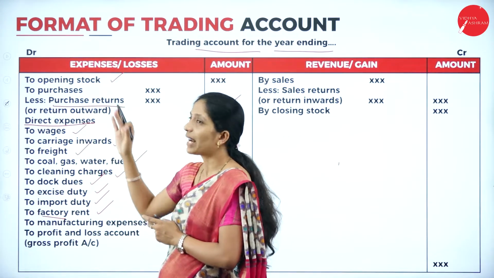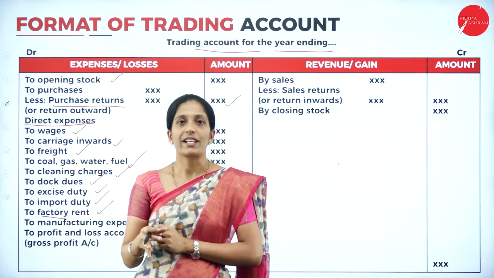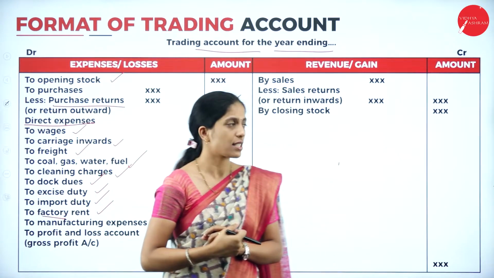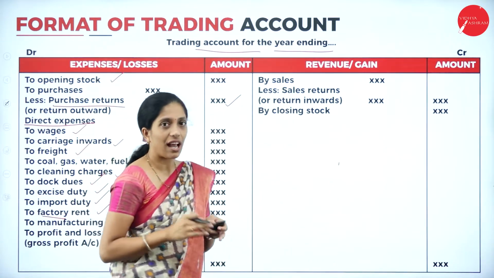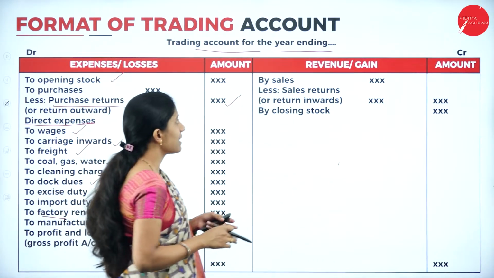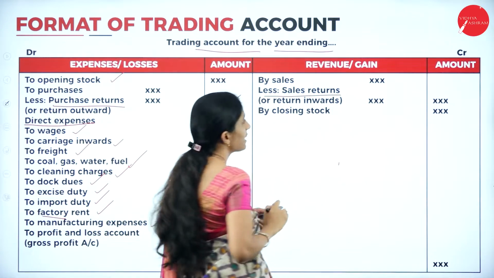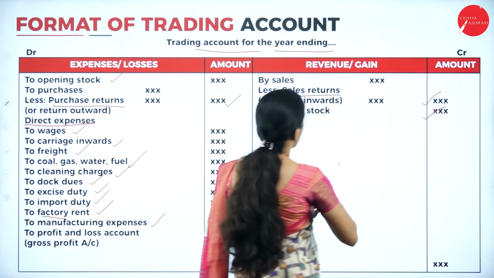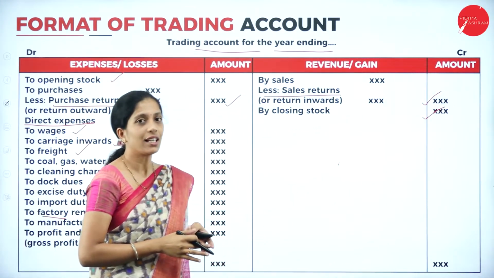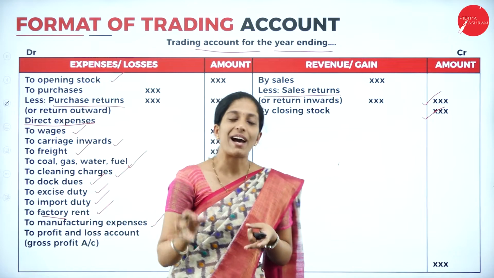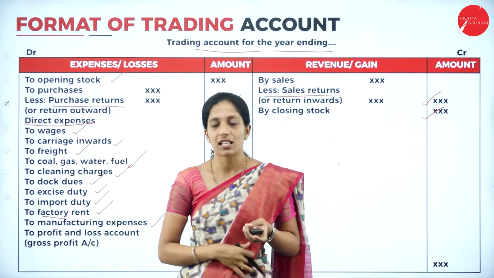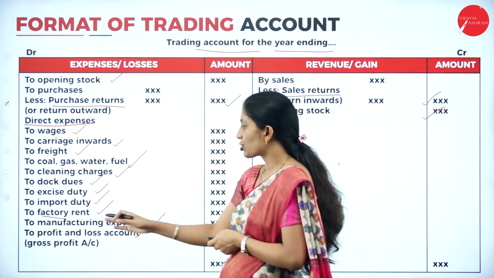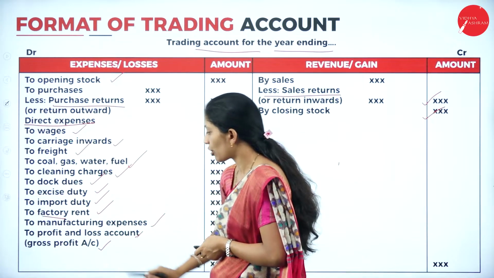So what is the format? To Opening Stock, To Purchases less returns, to all direct expenses. Now coming to the credit side, we have only a few items, that is By Sales less returns, that is sales returns. Then By Closing Stock, which will be recorded on the credit side. Next, you will balance both sides, and the balancing figure will be either gross profit or gross loss. That is, To Profit and Loss Account, this is gross profit.